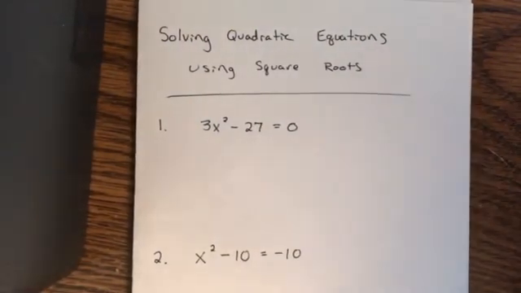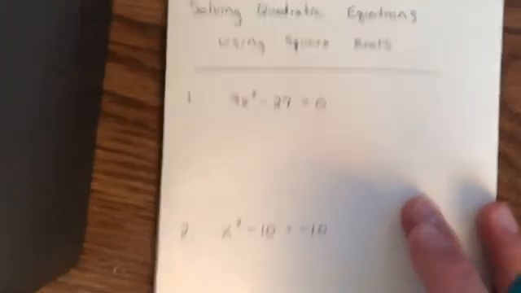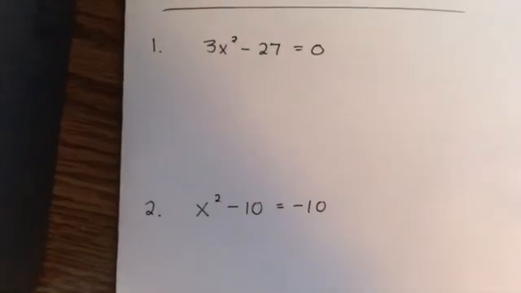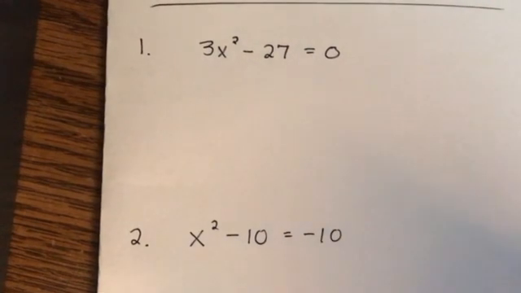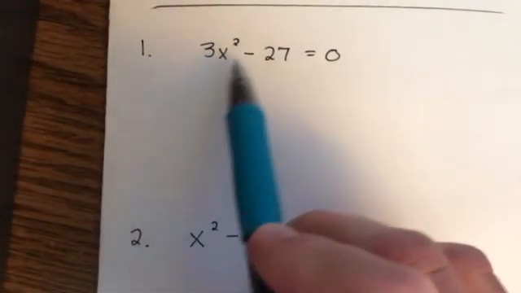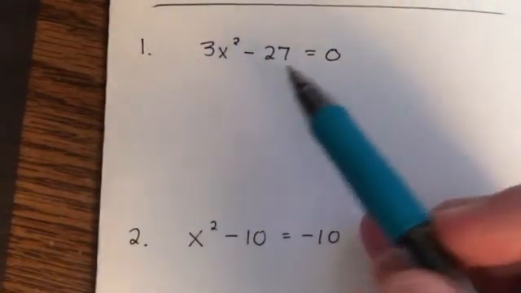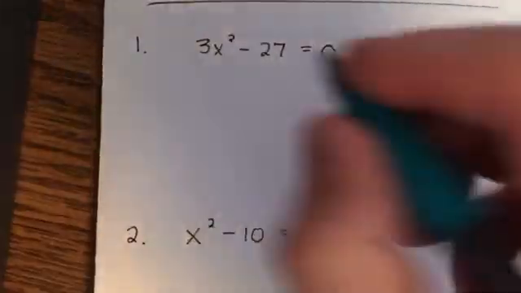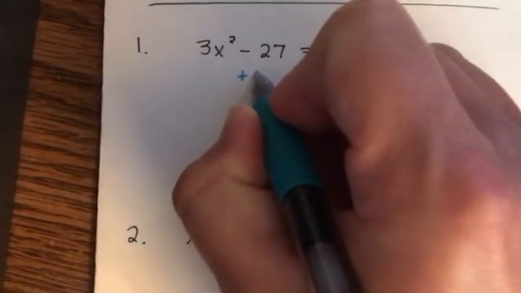Today we're solving quadratic equations using square roots, and we just have three different examples here. The first one is 3x squared minus 27 equals 0. Now notice the variable's only in one spot here. So the first thing I'm going to do is basically just solve a two-step equation to get the x squared by itself, to isolate that x squared. So we're going to add 27 to each side.